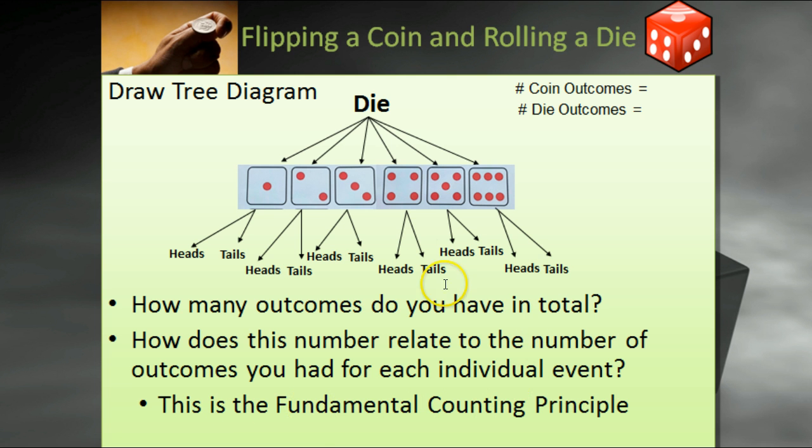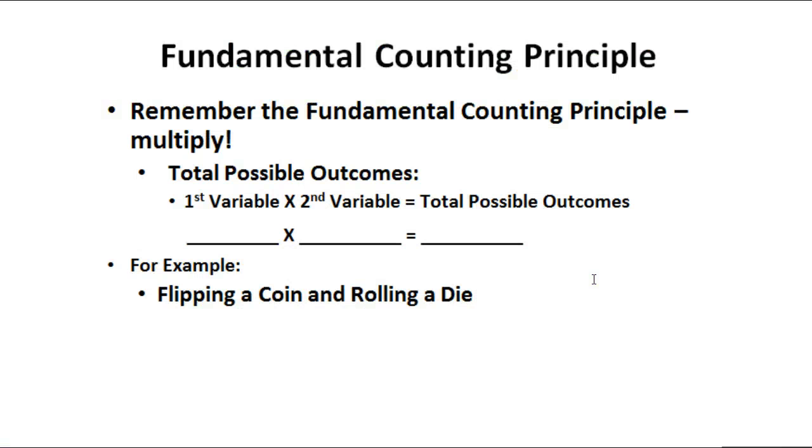This is what we call the fundamental counting principle. Okay, we've got 2 options for heads, and we've got 6 options for the die. Now, if we were to add all these up, we've got 1, 2, 3, 4, 5, 6, 7, 8, 9, 10, 11, 12. We've got 12 different possibilities. So here really is the fundamental counting principle.